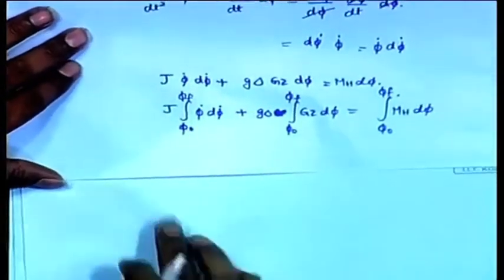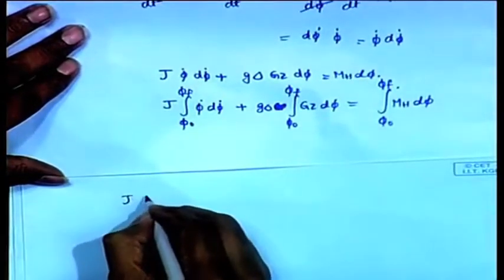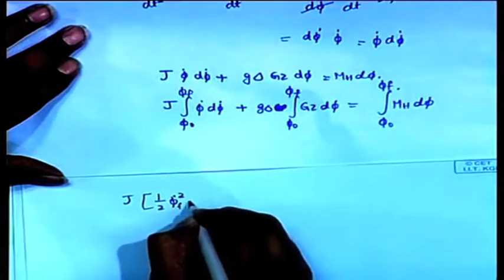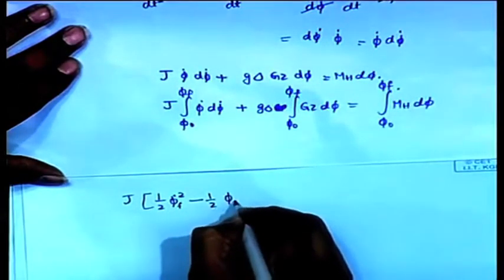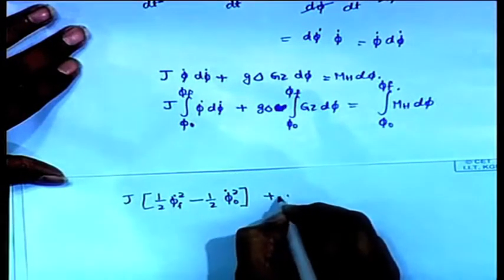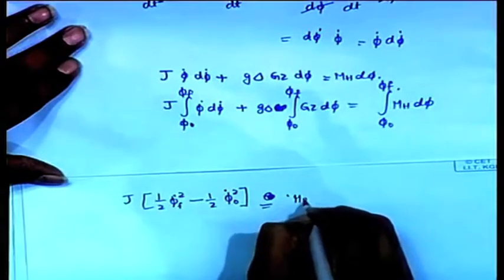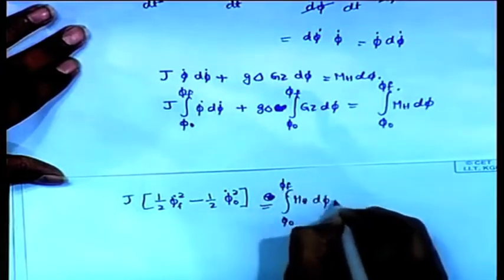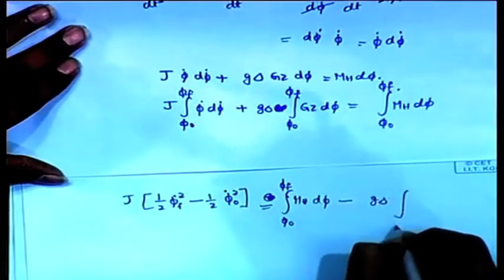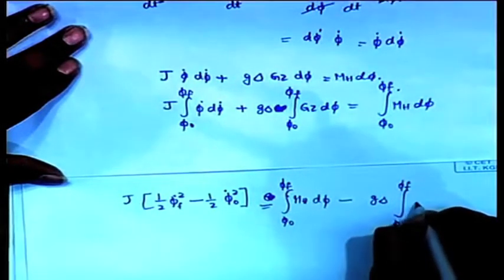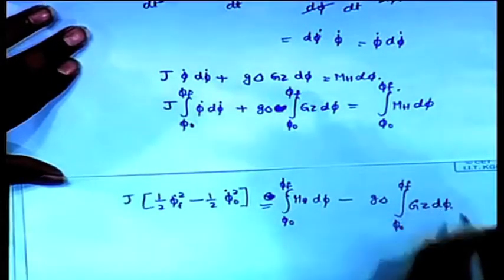Now I will just take this, keep this here. Now, what does this become? J into half phi dot squared final minus half phi 0 dot squared, that is equal to the integral of mh d phi from phi 0 to phi f minus g delta times the integral of gz d phi from phi 0 to phi f.